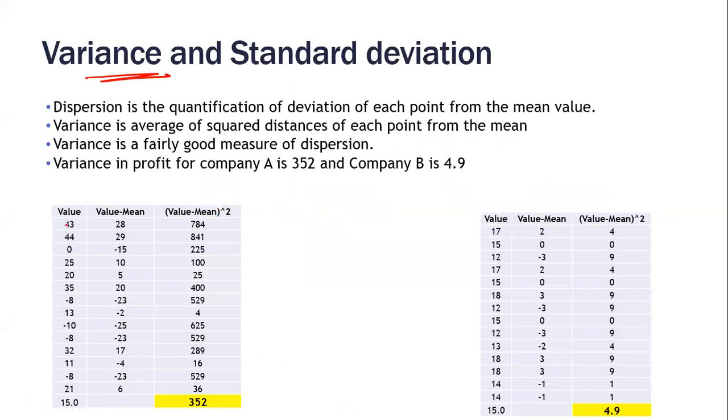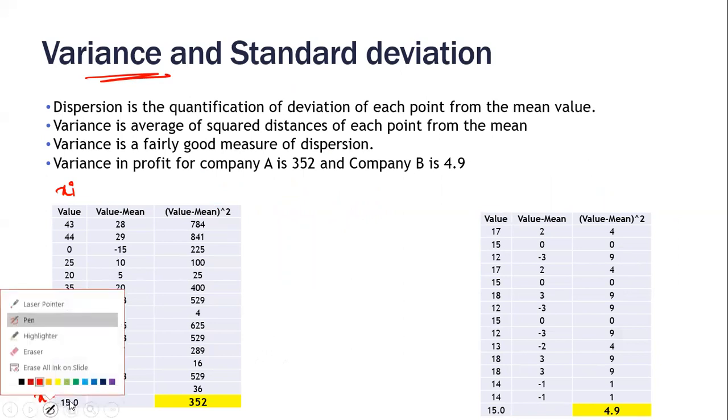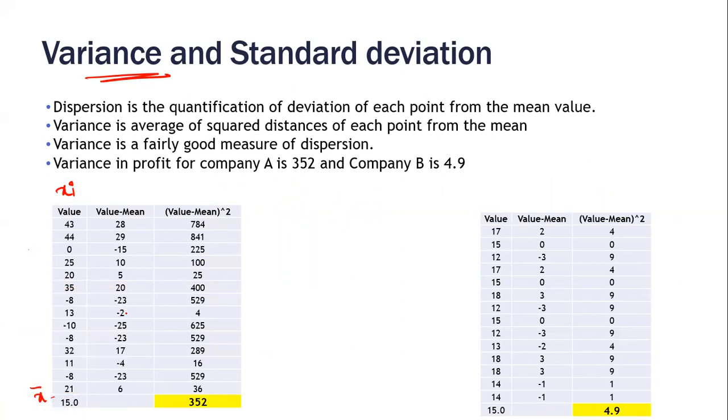How is variance calculated? Take the original data xi values. Take the mean x bar, which is 15. Then value minus mean, value minus mean: 43 minus 15 is 28, 44 minus 15 is 29, and so on. These are all the values minus the mean. This is also called the deviation from the mean. Some of them are positively deviated, some of them are negatively deviated.